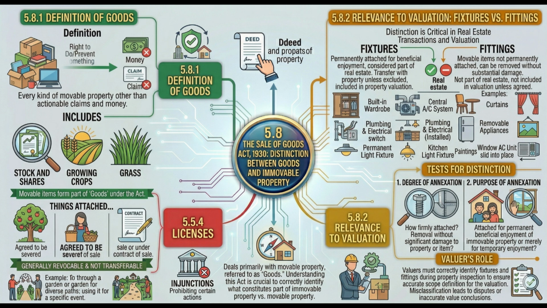Let us start from the base, definition of goods. Yes, sir. What exactly are goods as per law? Goods means every kind of movable property, but with two exclusions: money, actionable claims. Actionable claims means like legal right to recover money? Correct. So except money and claims, everything movable is considered goods.